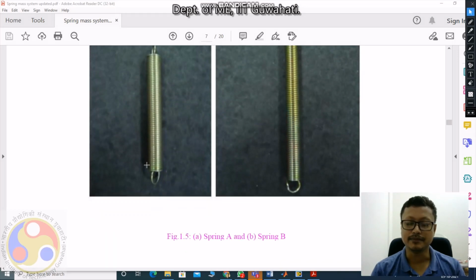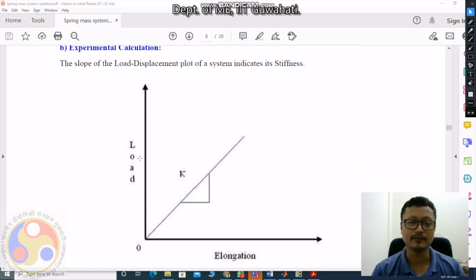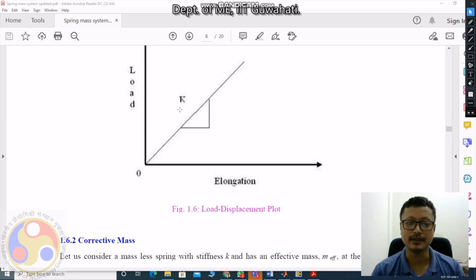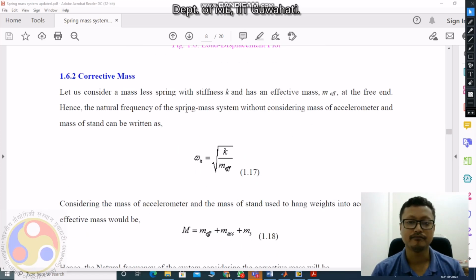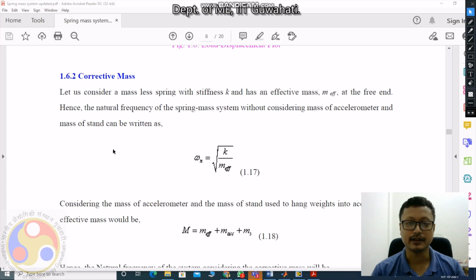These are the two types of spring available in the simulation part. In the simulation you also get this graph of load versus elongation of the spring, where this slope is called the stiffness of the spring. This is for the corrective mass. This is for the natural frequency, which is equal to the square root of stiffness divided by m effective, the effective mass at the free end.